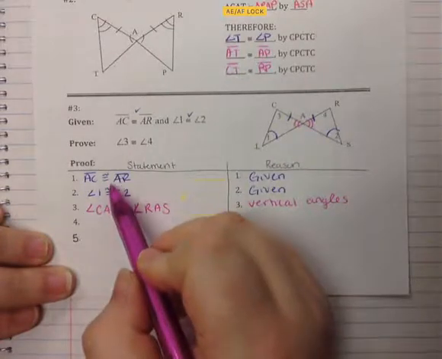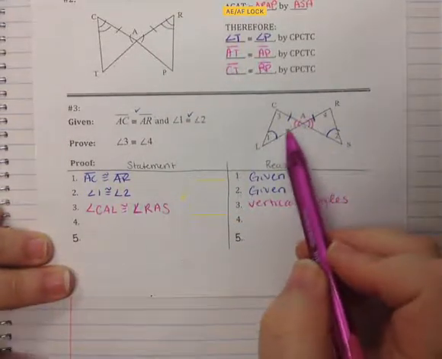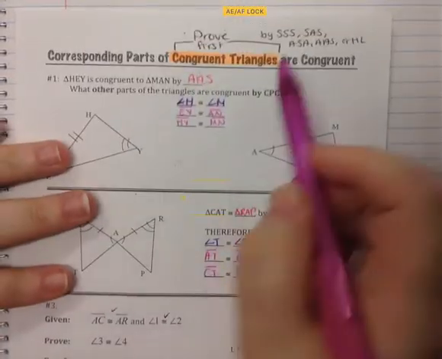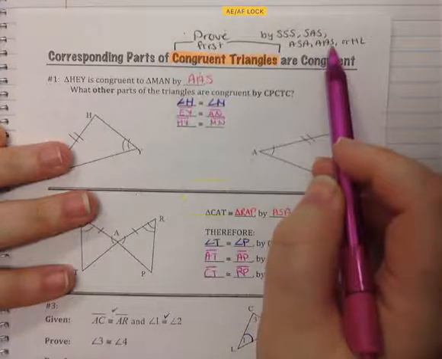Now I have 1, 2, 3 parts already marked congruent. So I can now prove triangles congruent by side, side, side, side, angle, angle, angle, side, or HL.